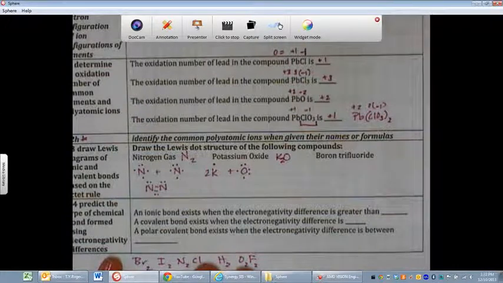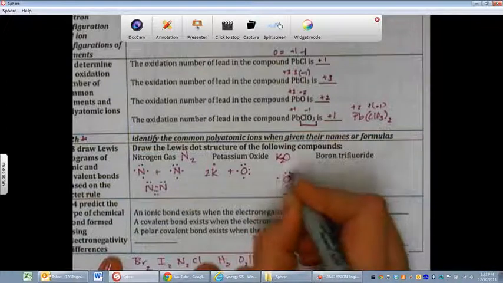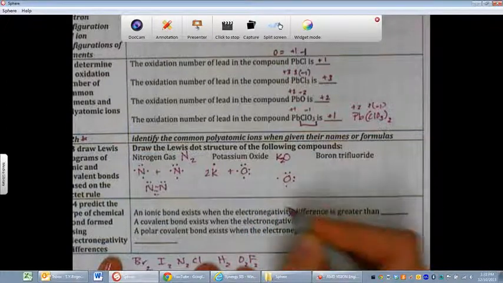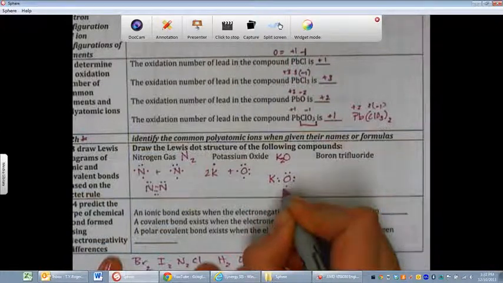So when I go to put them together, I have oxygen with the ones that are already bonded. I leave those alone, or paired. And then I have 1 potassium bringing an electron to this, and another to this.